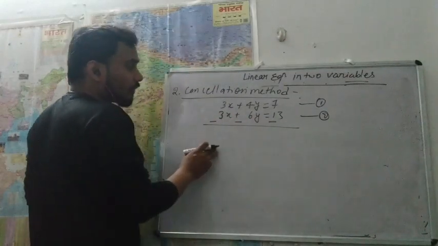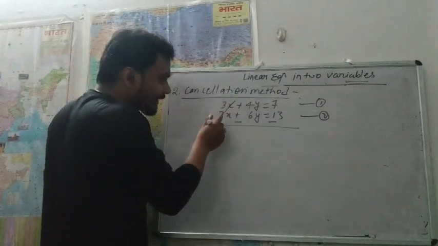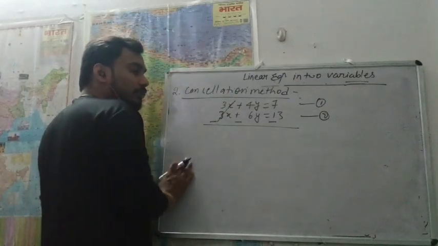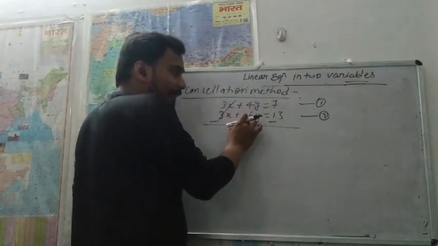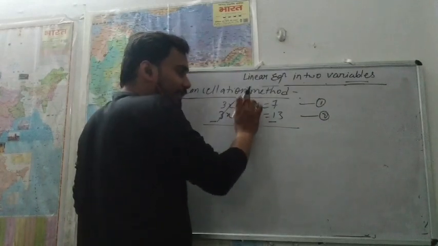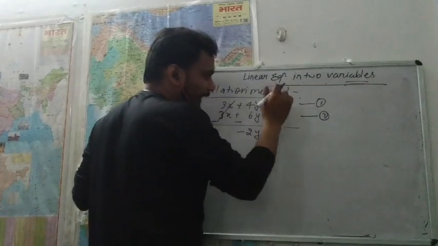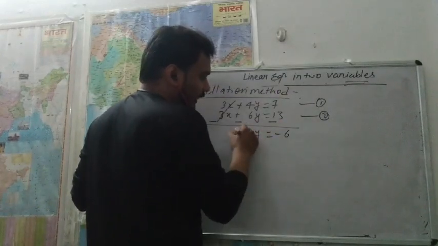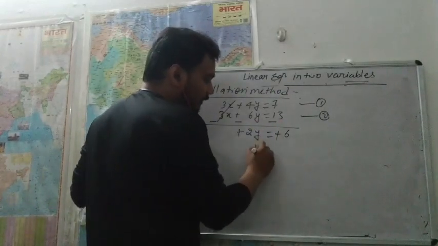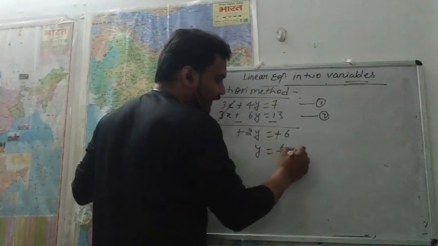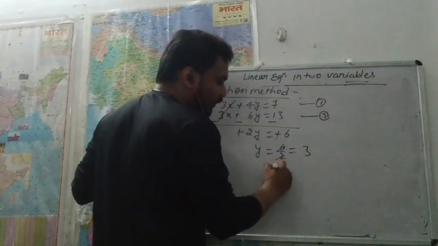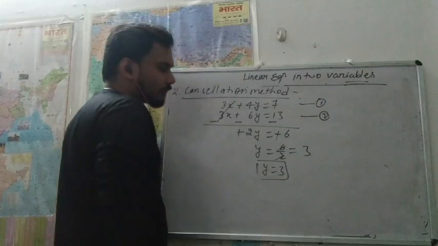Now the 3x terms are going to be cancelled out because one is plus and another one is minus. The terms with opposite signs are subtracted, and the value is going to be minus 2y equals minus 6. Now minus and minus is going to be plus, y is equal to 6 upon 2, and that will leave you the value 3. So we have the value of y that is equal to 3.